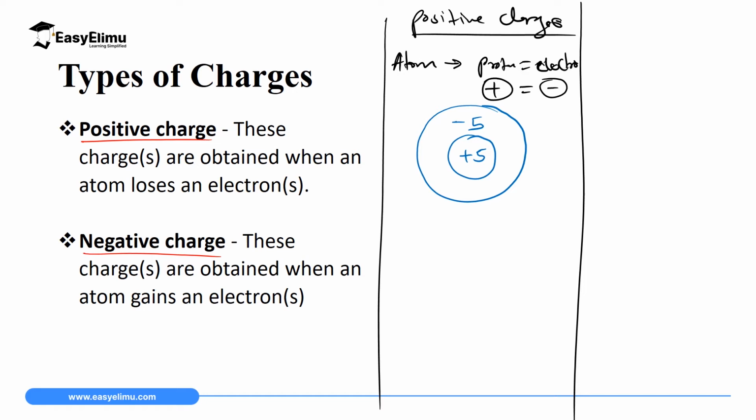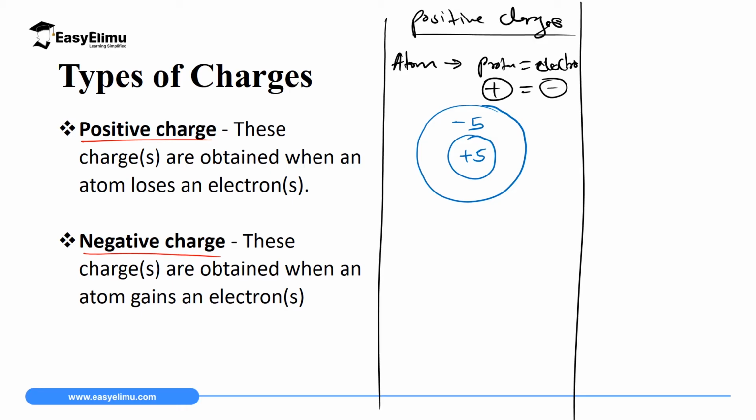Now, in this case, for us to have a positive charge, or to charge this atom positively, it means we must have more positives than negatives. That's when it will be charged positively. Now, how can we make this atom which has 5 electrons and 5 protons to be positively charged, or to have more positives than negatives?